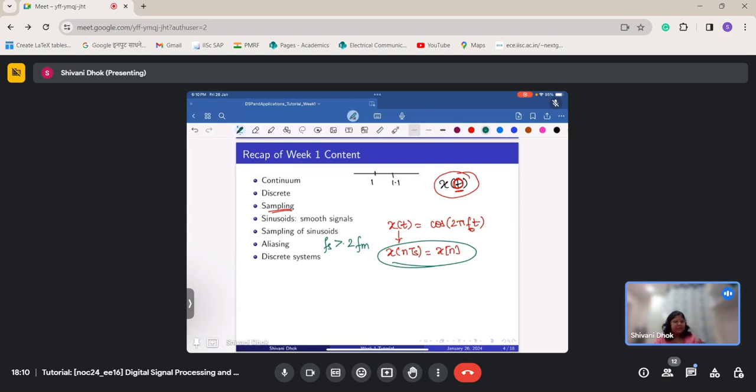After that, a brief introduction to discrete systems was given. So what does a discrete system say? We are having a discrete input, independent variable. The dependent variable, this x[n], is still continuous, still has continuum. It passes through some system and gives a discrete output y[n]. So this system then is discrete. And in the next week we'll see the characterization of LSI systems and other things. So this was all that was covered in week 1.